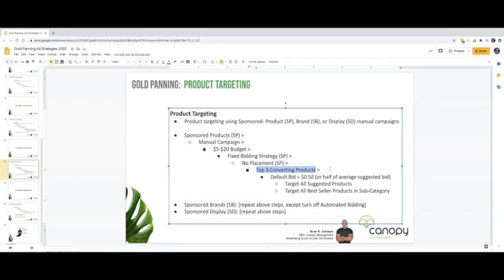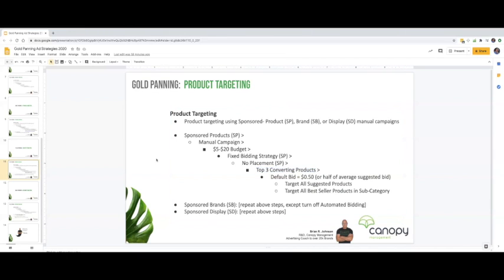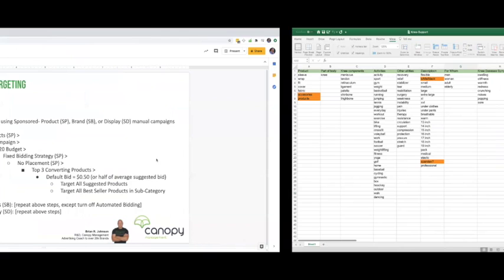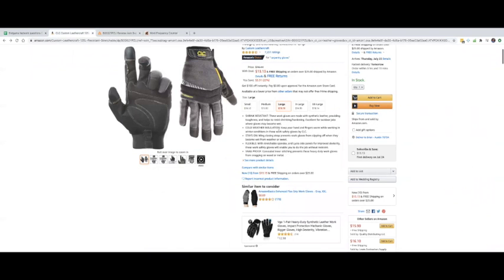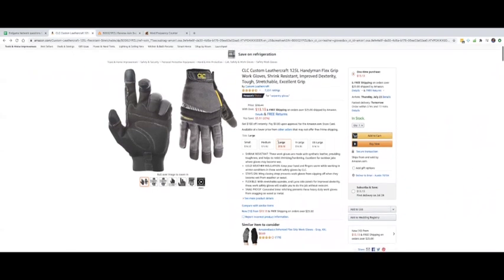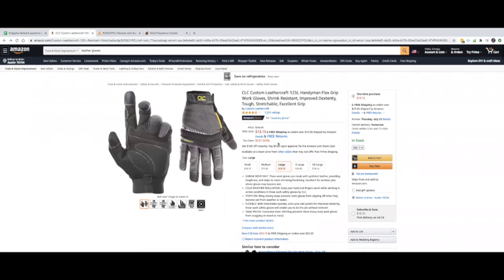The second piece on this is you can target all the bestseller products in a subcategory. Now, you may be asking, well, how do I find that out? There are tools that do reverse ASIN lookups that might make suggestions as far as directly competing products, right? Let me show you an example of this. So I'm going to go to this product listing here and wait for the browser to time out. Okay, there we go. All right, so this is just an example, leather work glove, right?